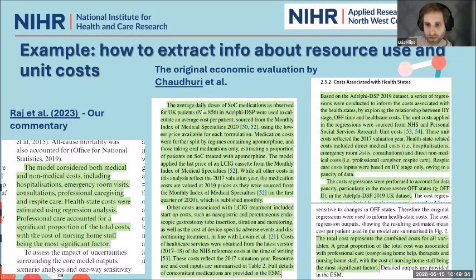And you can see that the health-related costs include direct medical costs, such as hospitalizations, emergency room visits, and consultations, but also direct non-medical costs, such as professional caregiver and respite care. Then at the end, I think this is just a summary. The total cost represents the combined costs for all variables. A great proportion of the total cost was associated with professional care, comprising home help, therapists, and nursing home staff, with the cost of nursing home staff being the most significant factor.